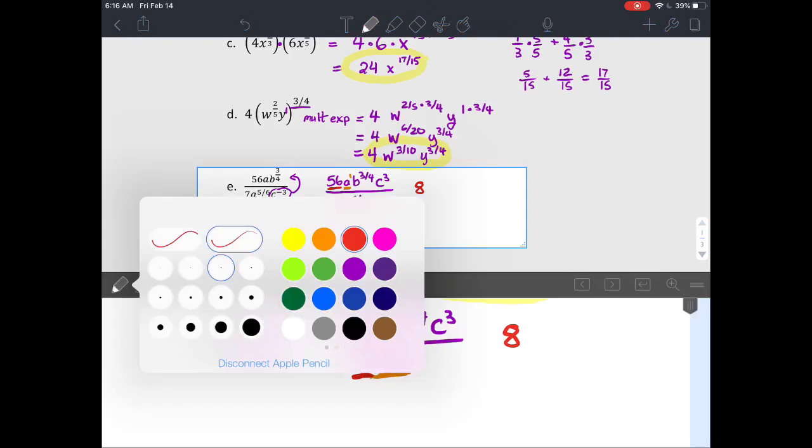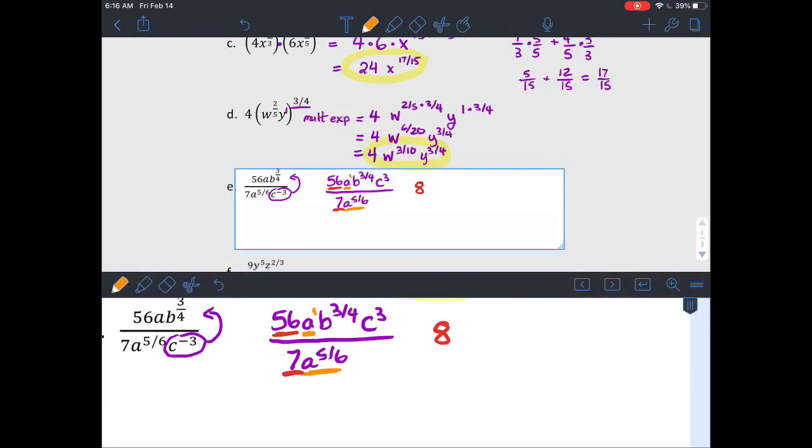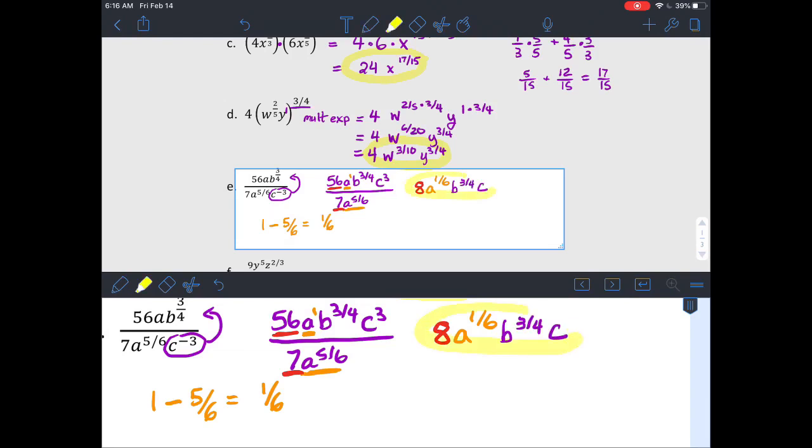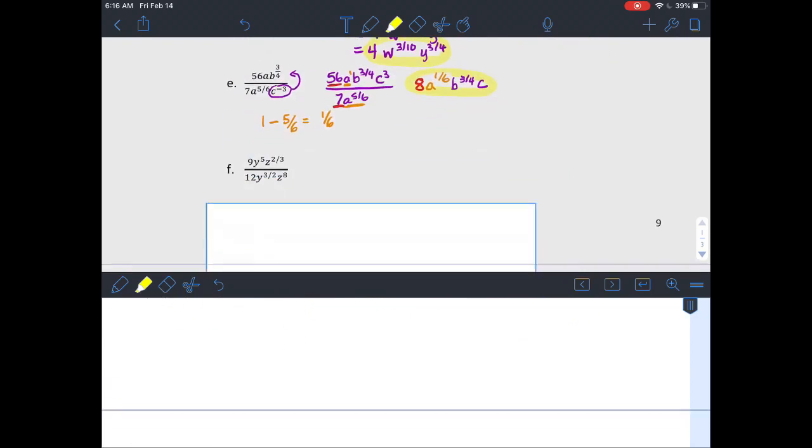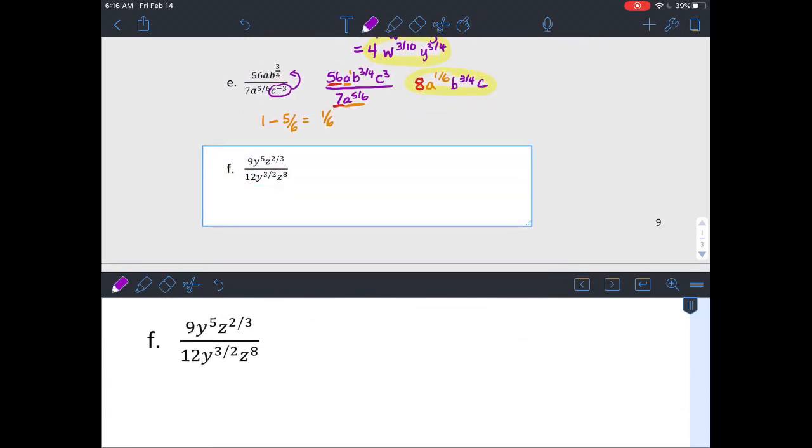I can also divide 56 by 7 and get 8. So number divided by number, work one variable at a time. So take my 1 minus my 5/6 for my powers on my a, and I'd have a to the 1/6. Again, that goes on top because 1 is bigger than 5/6, so your leftovers would go up there. No other like terms. I just realized I didn't put my third on my c there. Sorry, should be a 3 on that c.